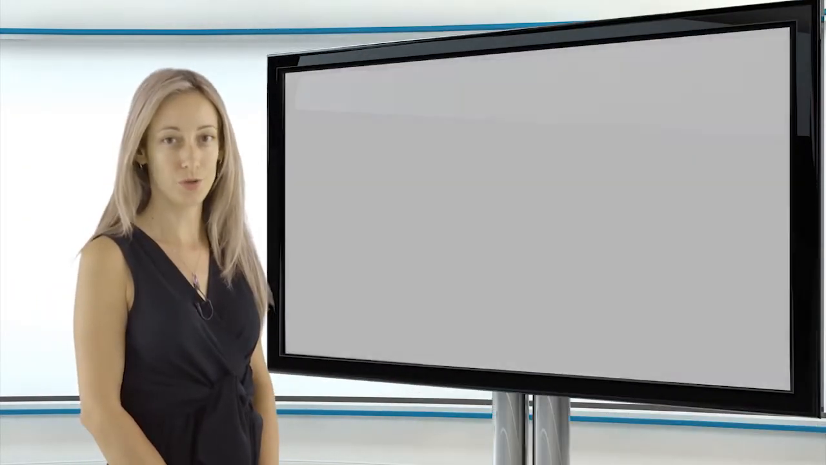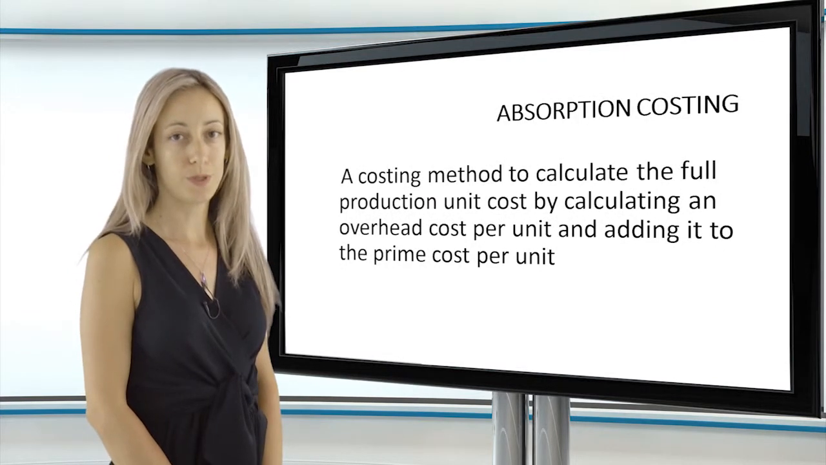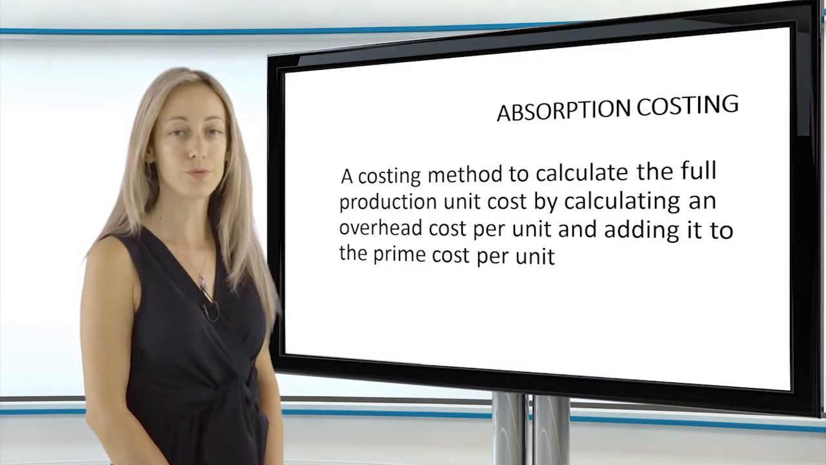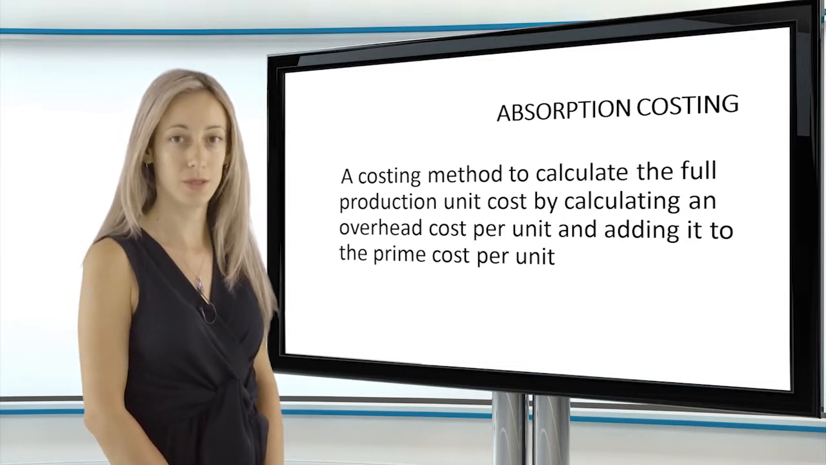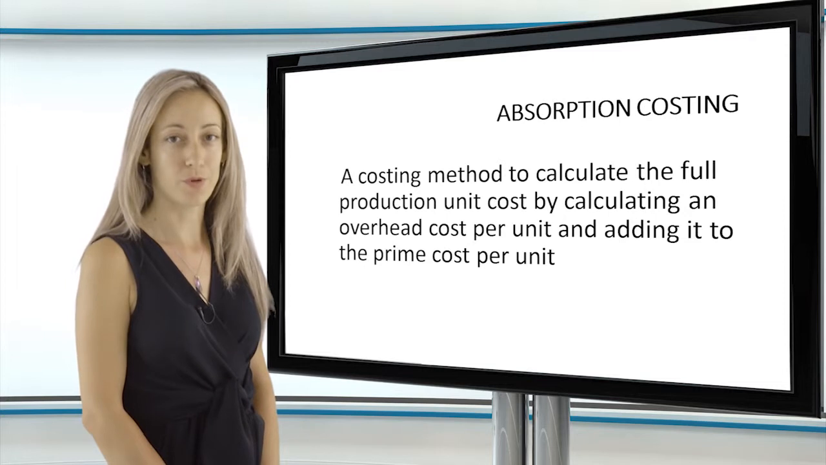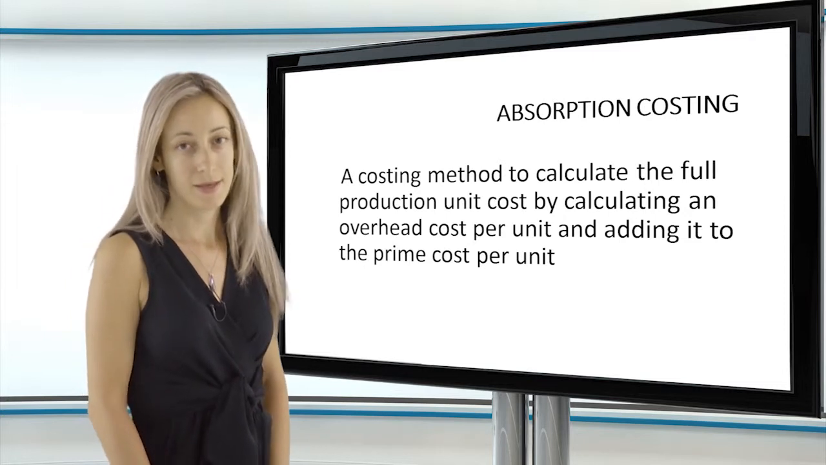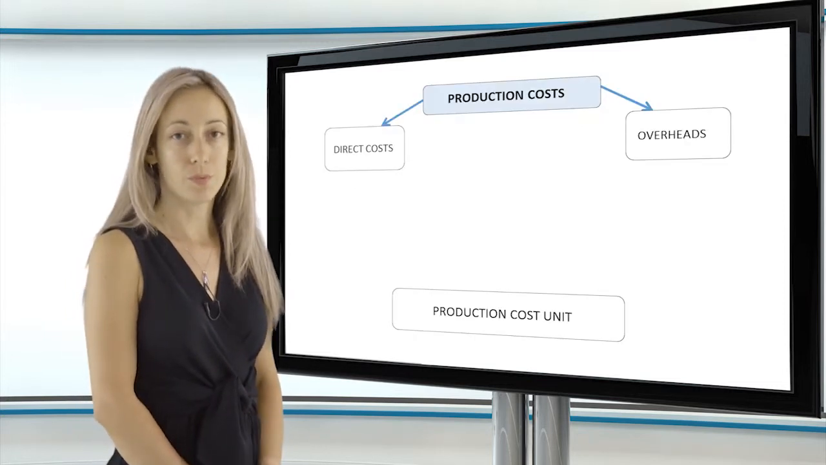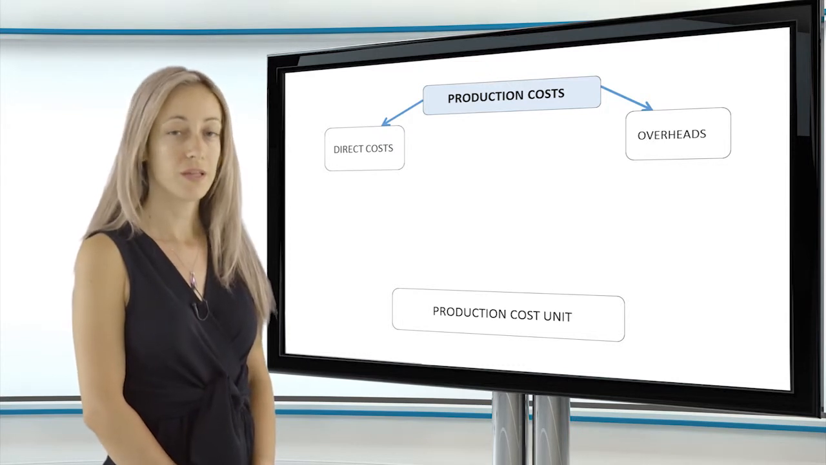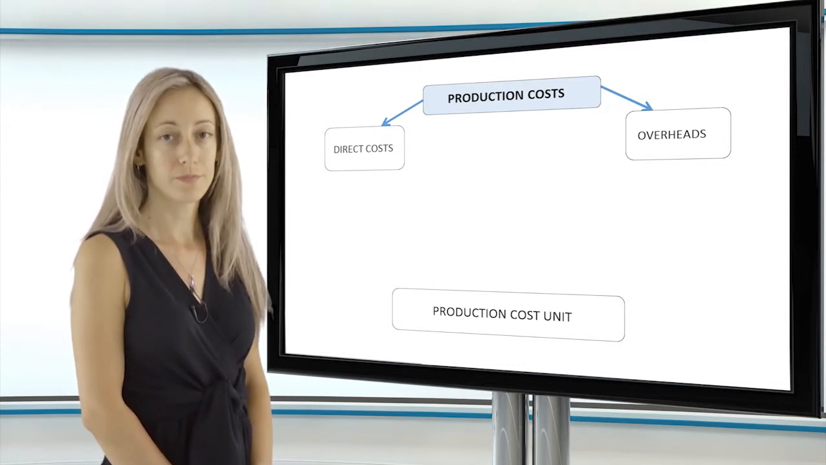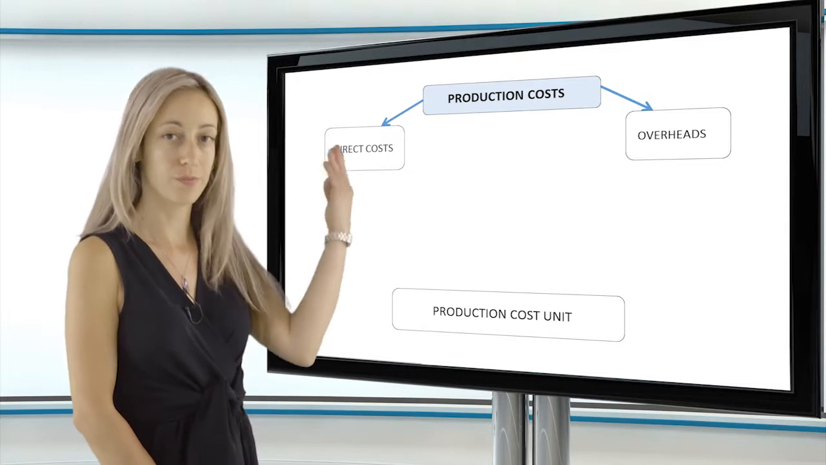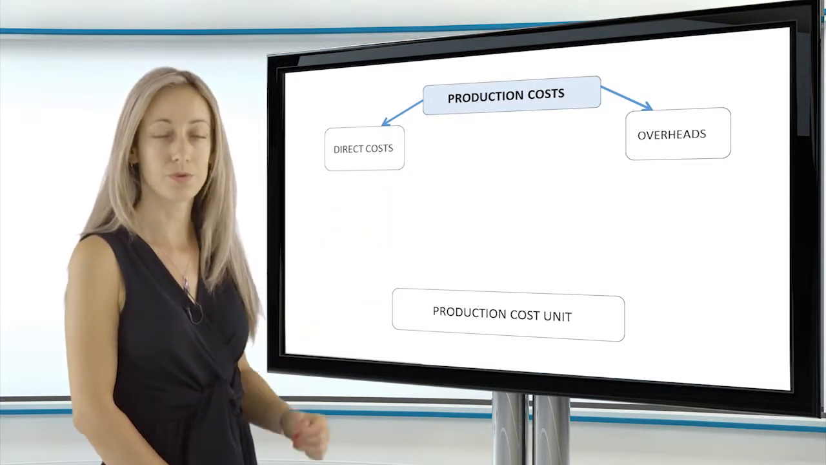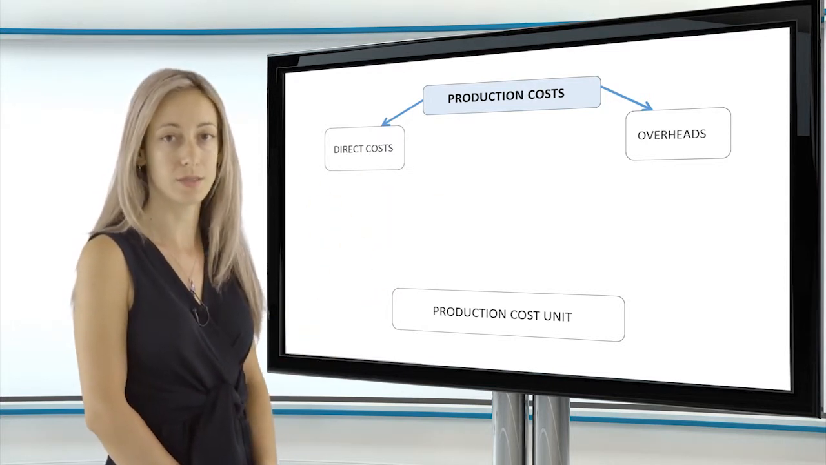So absorption costing is a method which we use to calculate the full production cost per unit by calculating an overhead cost per unit and adding it to the prime cost per unit. If we look at our production costs and think about why we incur them, the answer is this is only because we are manufacturing our units. So the reason why we have production costs is because we are producing our cost units in a business.